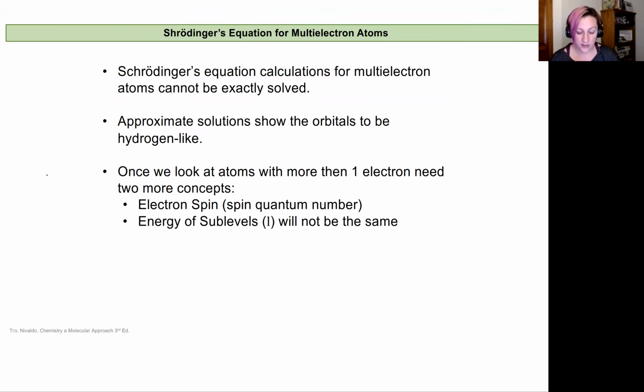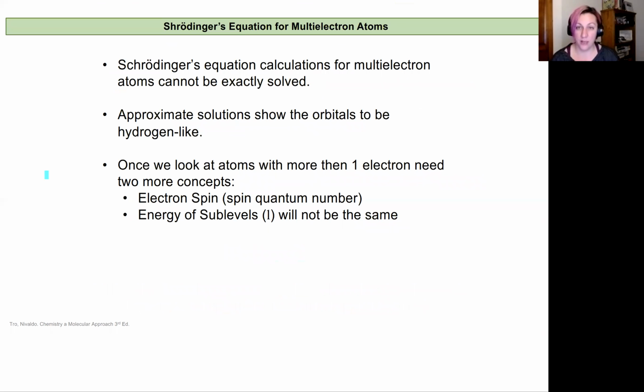Then when we start thinking about multi-electron atoms, things become more complicated. The Schrödinger wave equation now gets so large and complicated that it cannot be solved exactly, but we can approximate solutions. When we approximate solutions, it shows that orbitals do have hydrogen-like behavior, as in electrons will occupy that lowest possible position and follow the pattern set out by the hydrogen solution that we were able to do exactly.